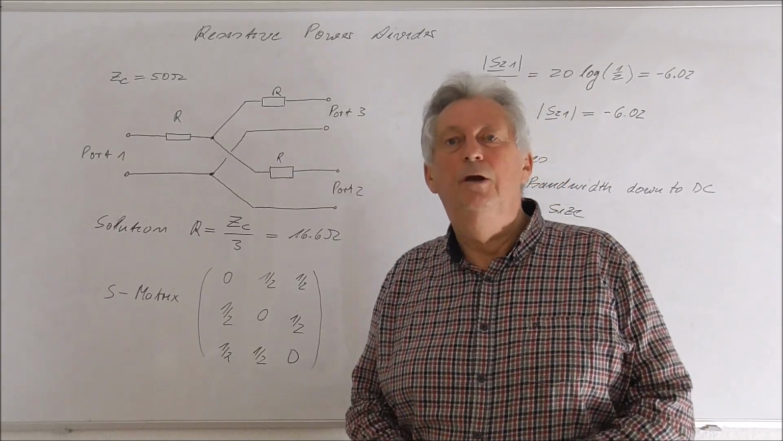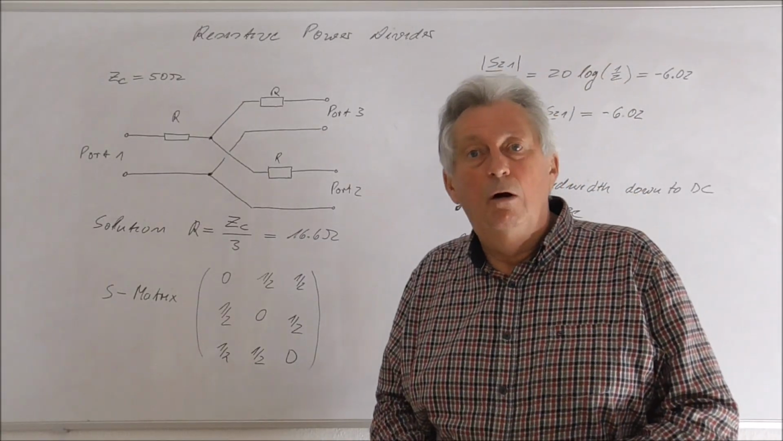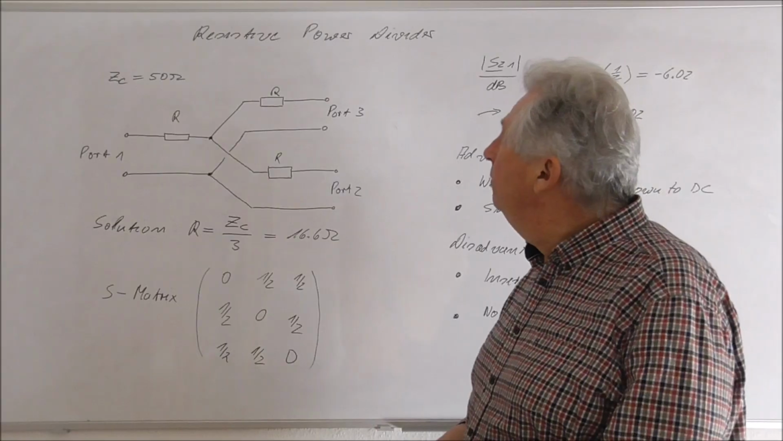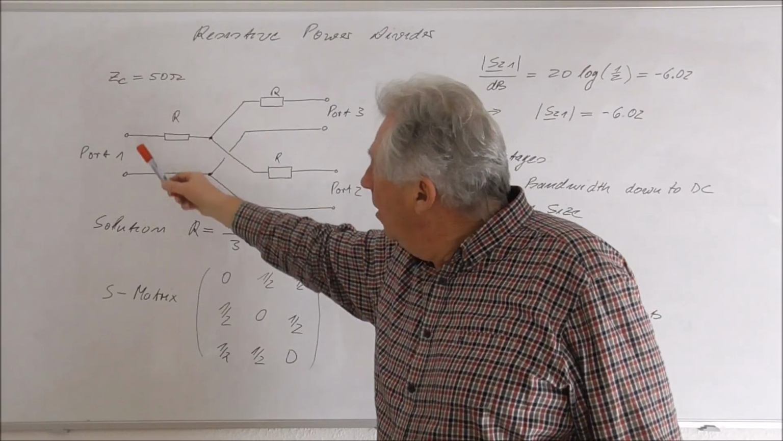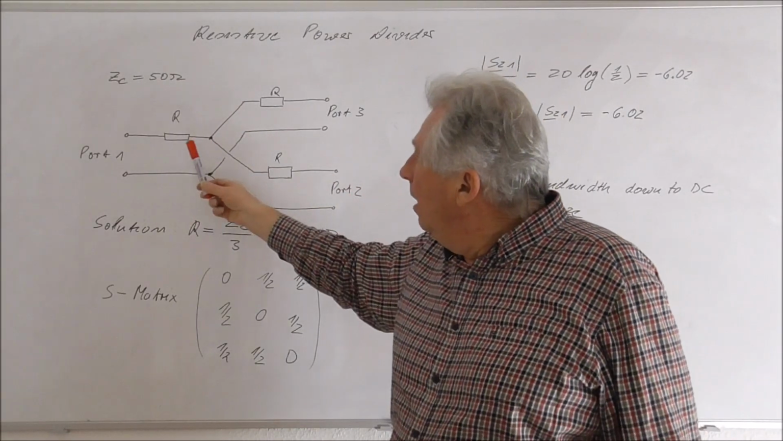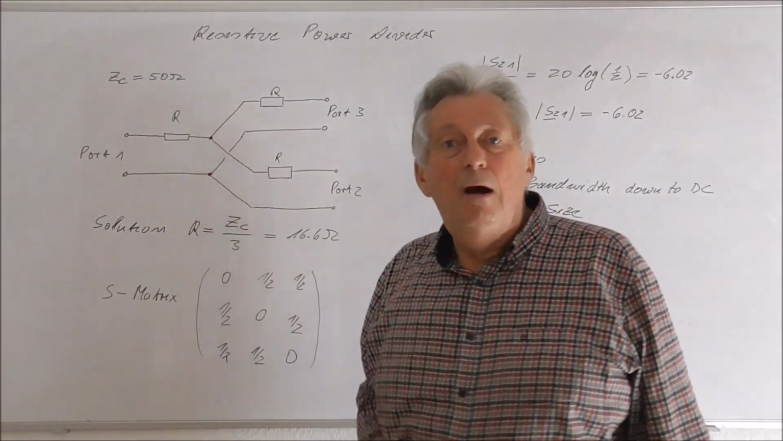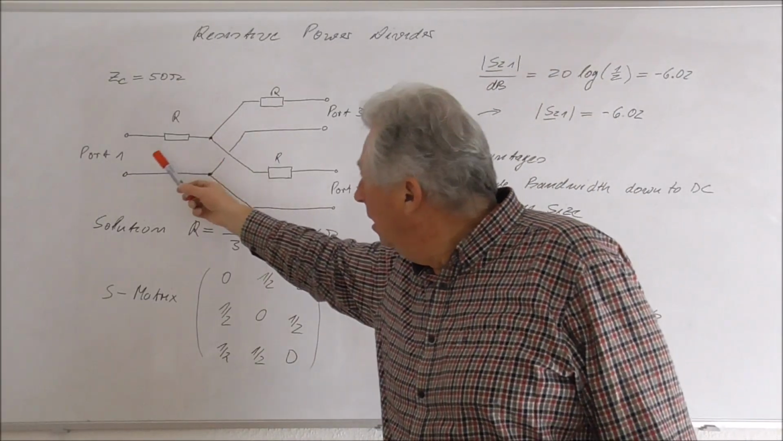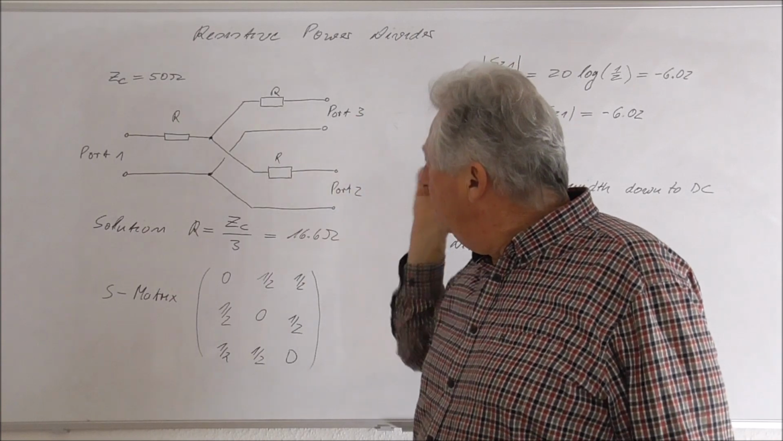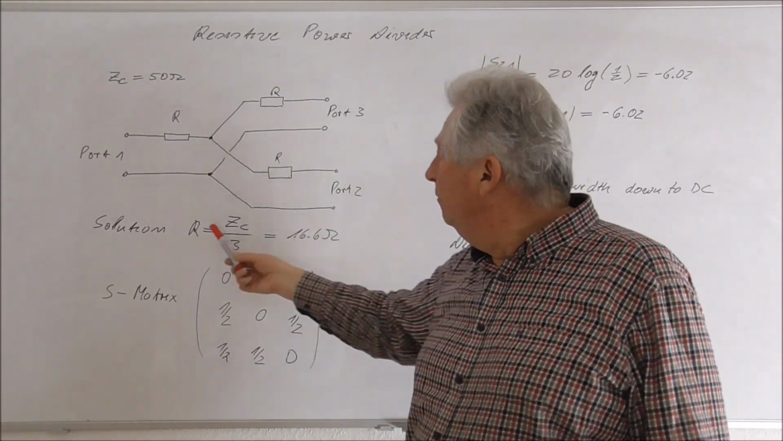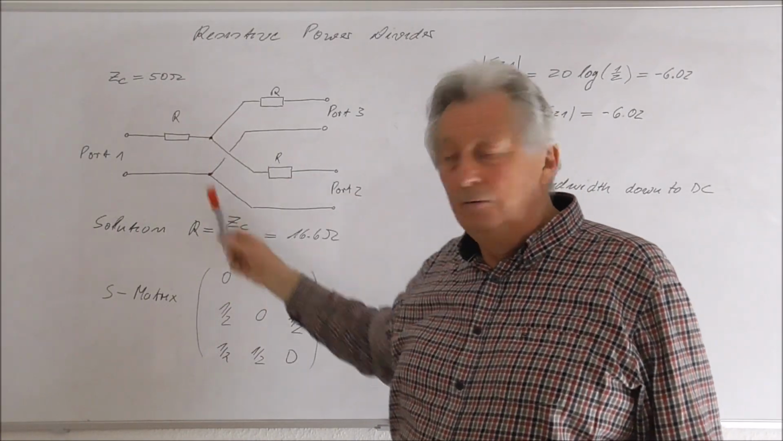So hello together. Today I want to come back to our resistive power divider. We already discussed this in an exercise and we found, if I have a 50 ohm system, this is our resistive power divider, and we are looking for the resistors here so that we have no reflections at the input port 1, port 2, and port 3. We found as a solution that we must use a resistor which is a third of the characteristic impedance.